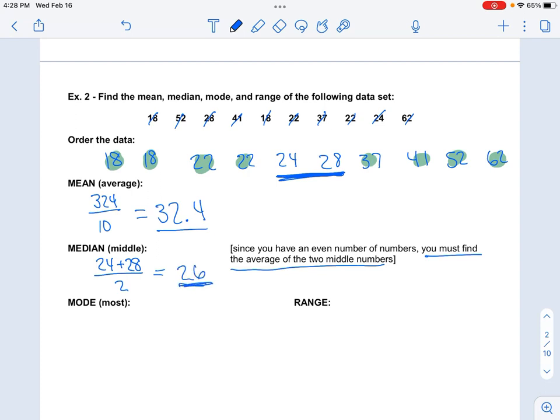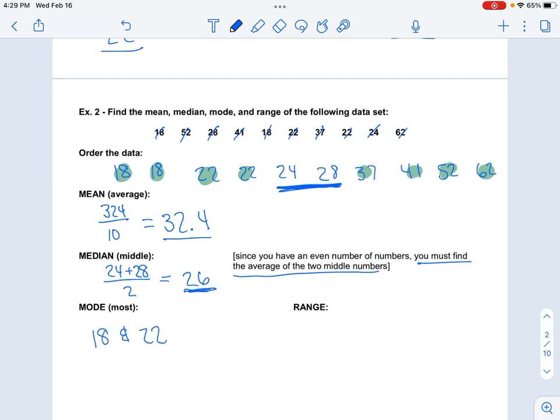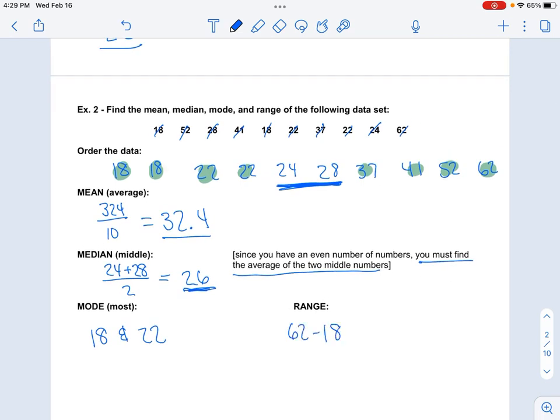The mode is the number that shows up most. In this case, both 18 and 22 show up twice. So our mode is both 18 and 22. And our range is 62 minus 18, or 44.